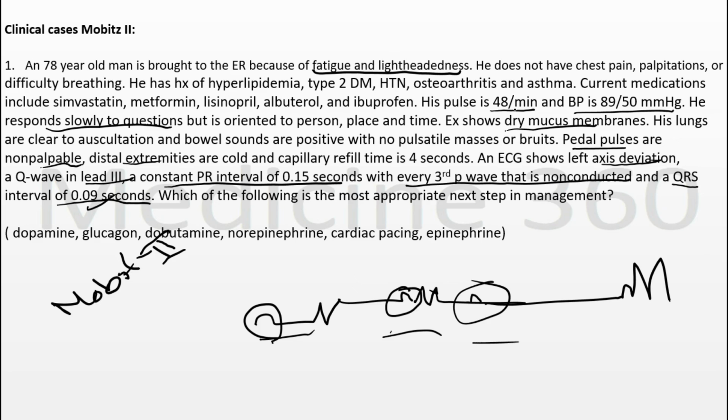So what will we do? We cannot give dopamine, we cannot give glucagon. Dobutamine increases the heart rate and we will not do that either. Norepinephrine has nothing to do with this. Epinephrine will not do that. We do cardiac pacing, temporary transcutaneous cardiac pacing, and then a permanent pacemaker will be applied to this patient. Here our topic of today ends.